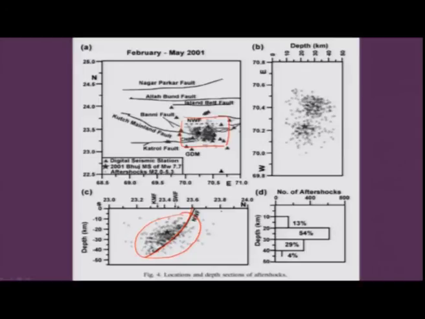Okay, so this is how you can identify the depth of an earthquake, how deep it was, whether it was shallow. If you look at this one, again we say it was a very shallow earthquake of 2001.